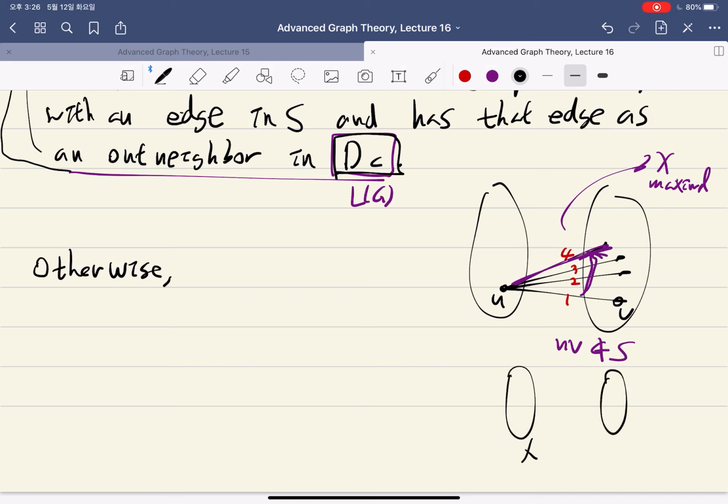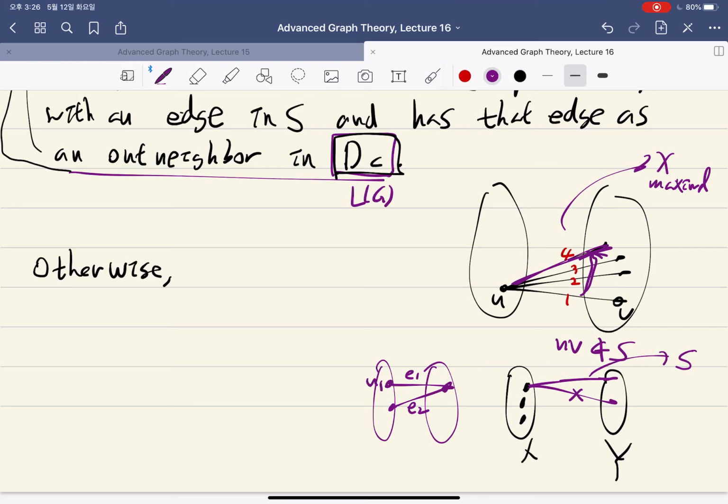You have x and y, and at each vertex here, there is no way that we include two edges in S. Because C is a proper edge coloring, meaning that one of them has a larger value than the other, then the other is not S maximal. So this cannot happen. The only possible thing that can happen is that this edge E1 has the largest value among all the edges incident with this U1, and E2 has the largest value among all the edges incident with U2, but they share the same vertex in Y.